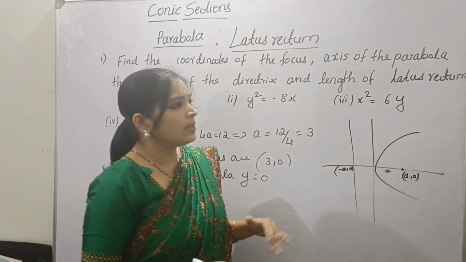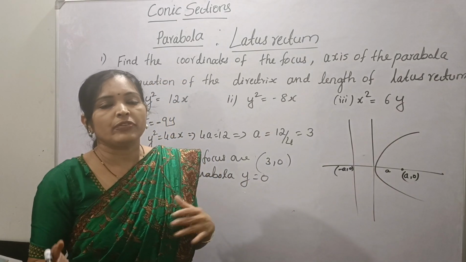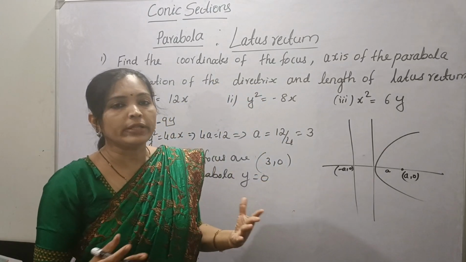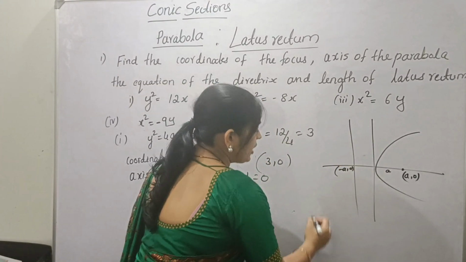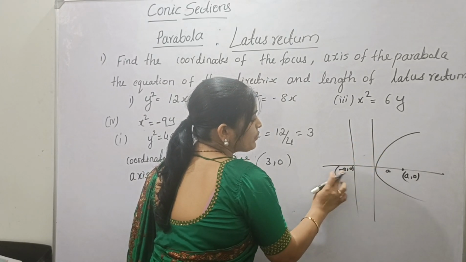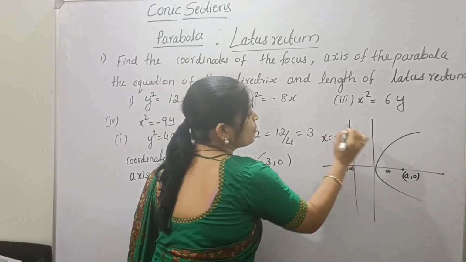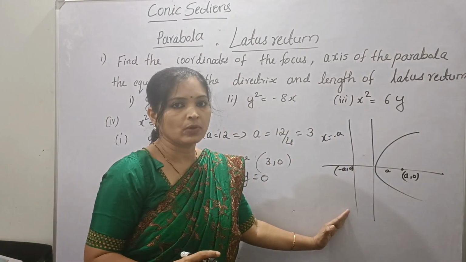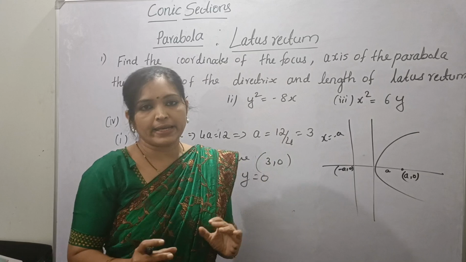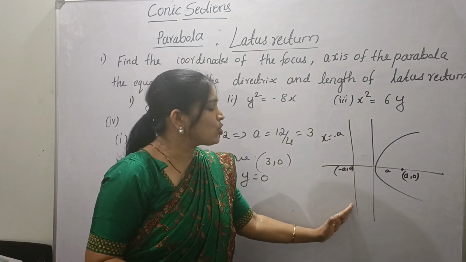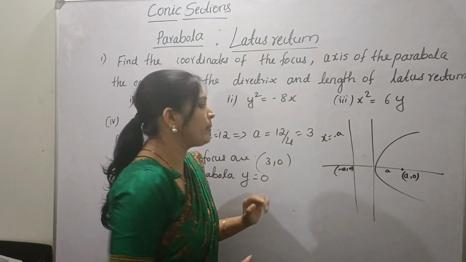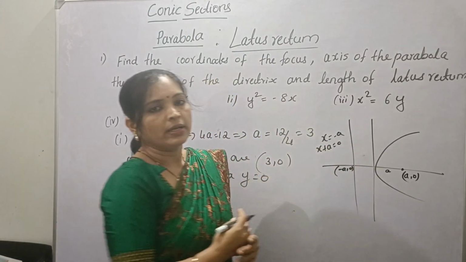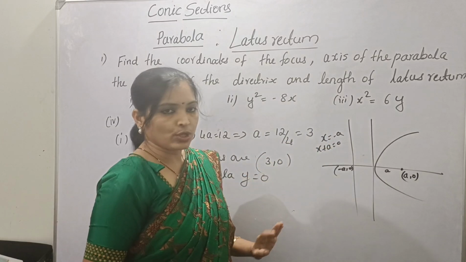In our straight lines chapter we have already studied how to write the equation of a line when it is related to the x-axis. Since the point is (minus a, 0), we can write x is equal to minus a. It is the equation of this line. What is this line? That is the directrix. So the equation of the directrix is x is equal to minus a, or you can write x plus a is equal to 0.